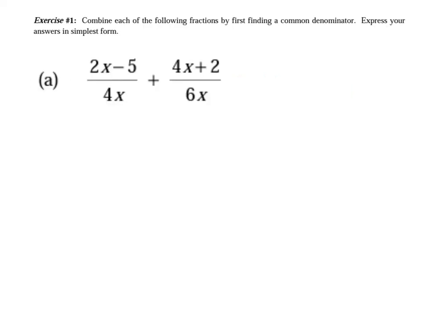Alright, so we're going to dive into our first live problem. We're going to add two rational expressions. Okay, we've got a rational expression right here. It's just the quotient of two polynomials, and the same over here. We're going to add them together. Of course, the bad news is we do not have common denominators yet.